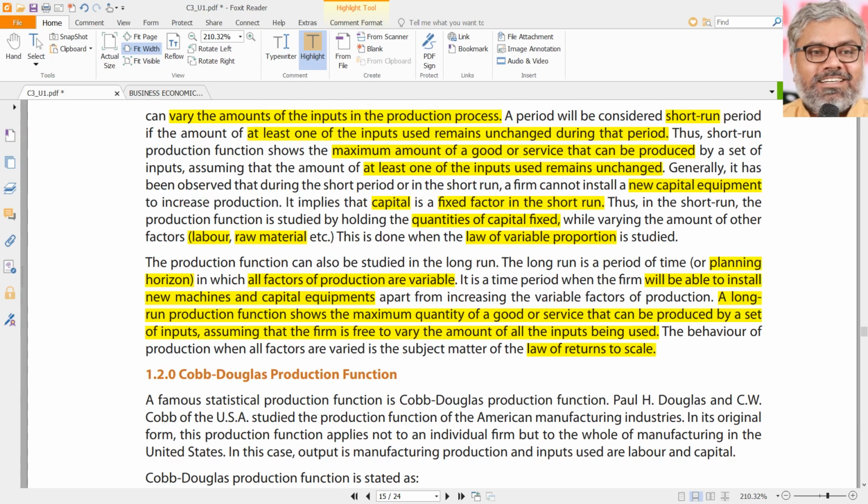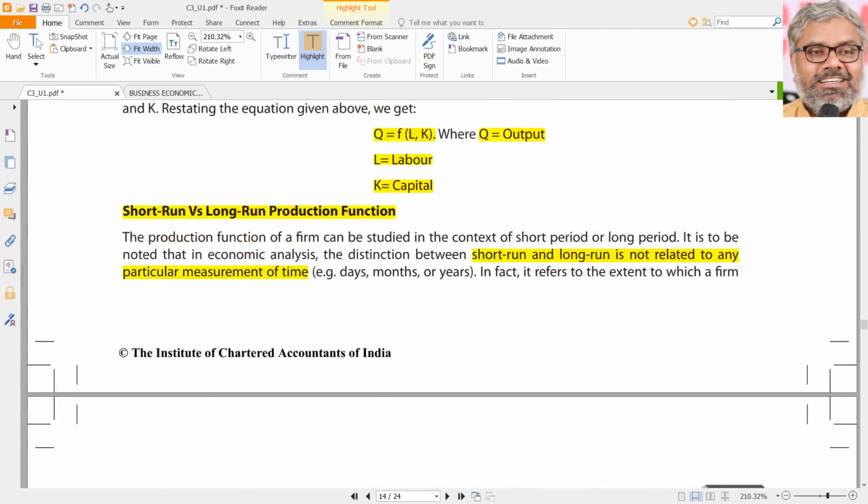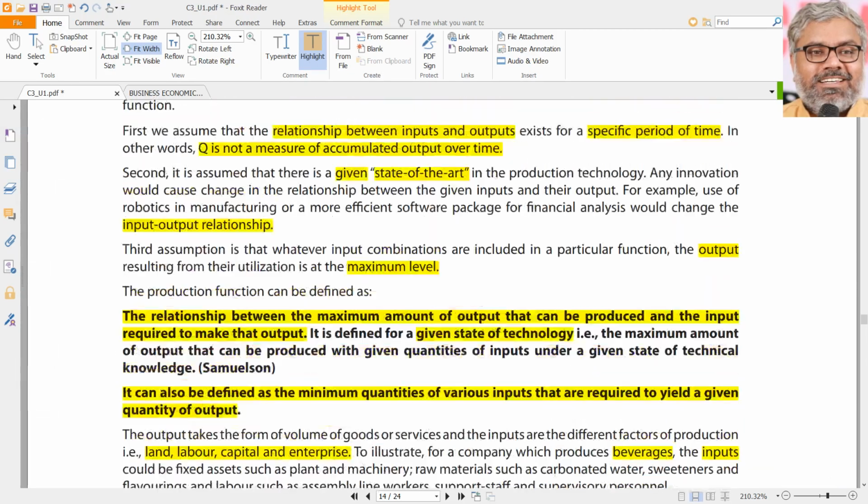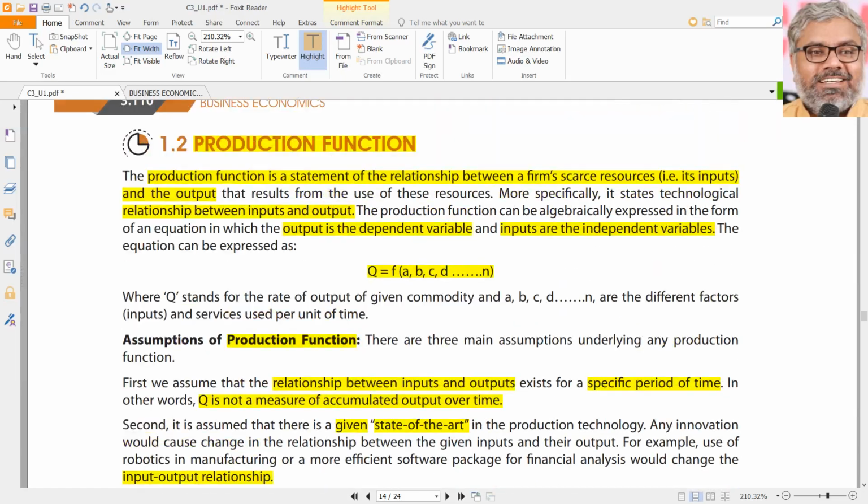If all factors are variable, anything can be varied, then that time period is what we call in economics the long run. For the long run production function study, the theory is called the law of returns to scale. And for the short run production function, the theory is called the law of variable proportions. That's it. That is the summary of what a production function is and the relationship between inputs and outputs.